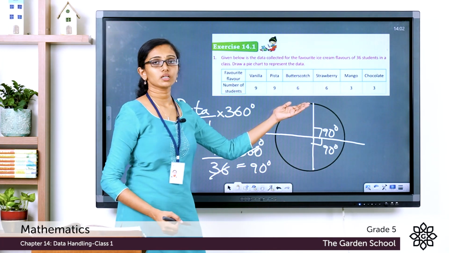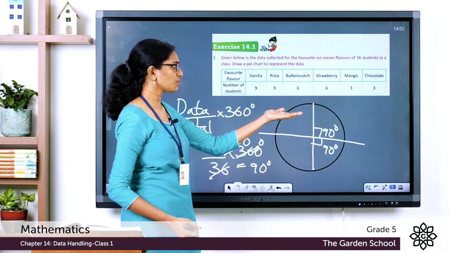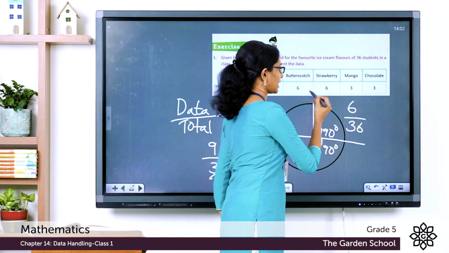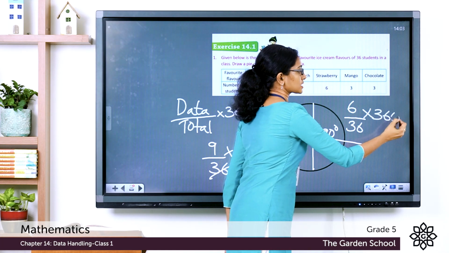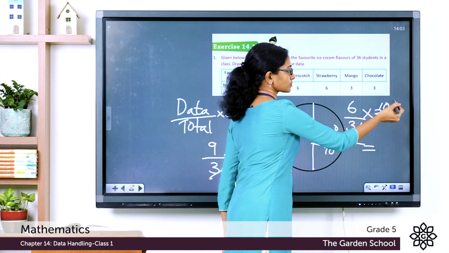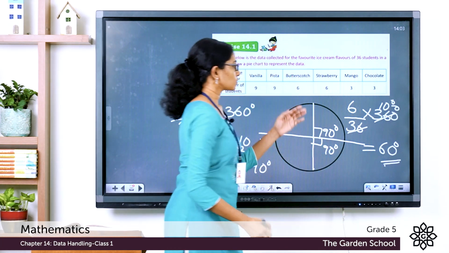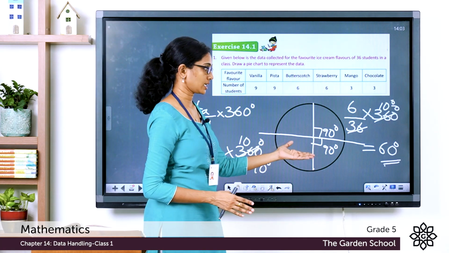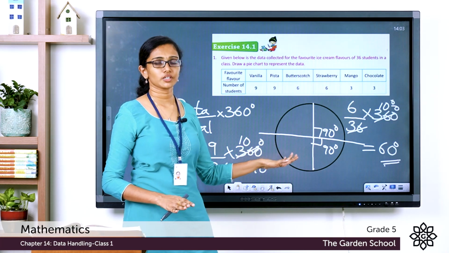And what will be the angle of the sector corresponding to the number of students who like butterscotch? How would you find it? Just divide the data given, that is 6, by the total value 36, into 360 degrees. That is equal to 60 degrees. So the sector corresponding to butterscotch will have an angle of 60 degrees. So you'll learn about all these in detail in your higher grades. Just keep this in your mind.